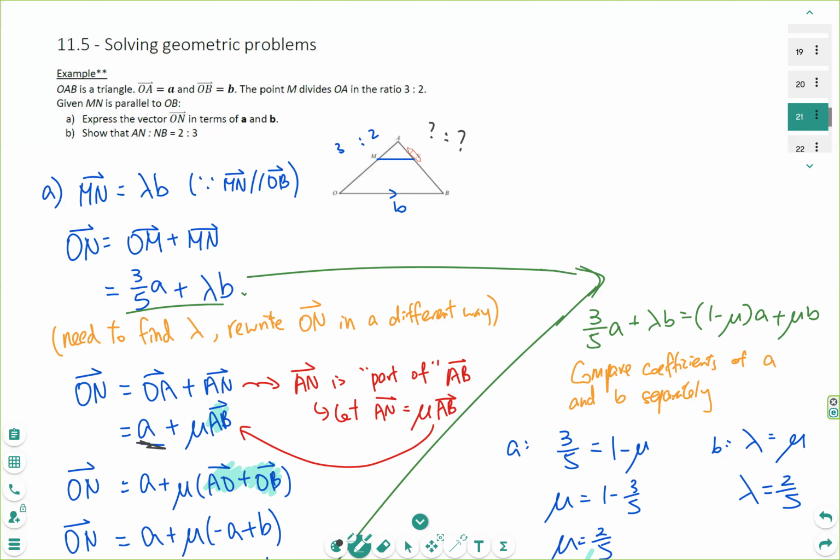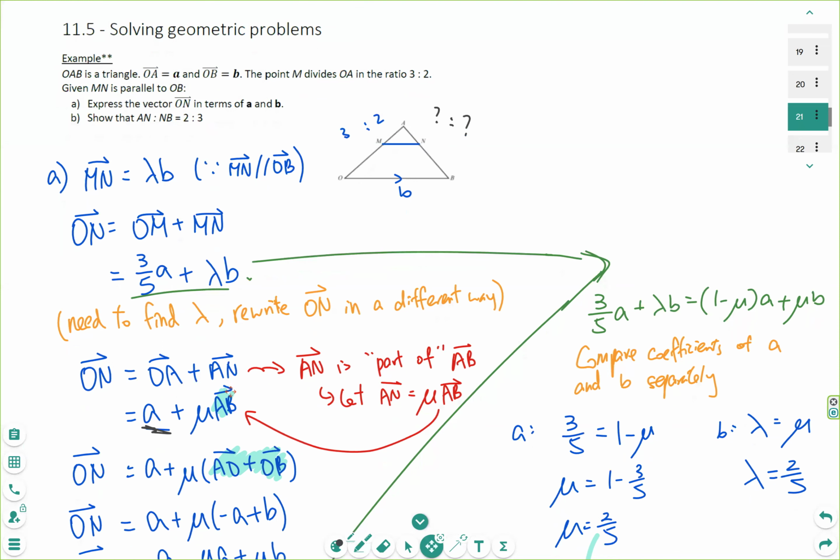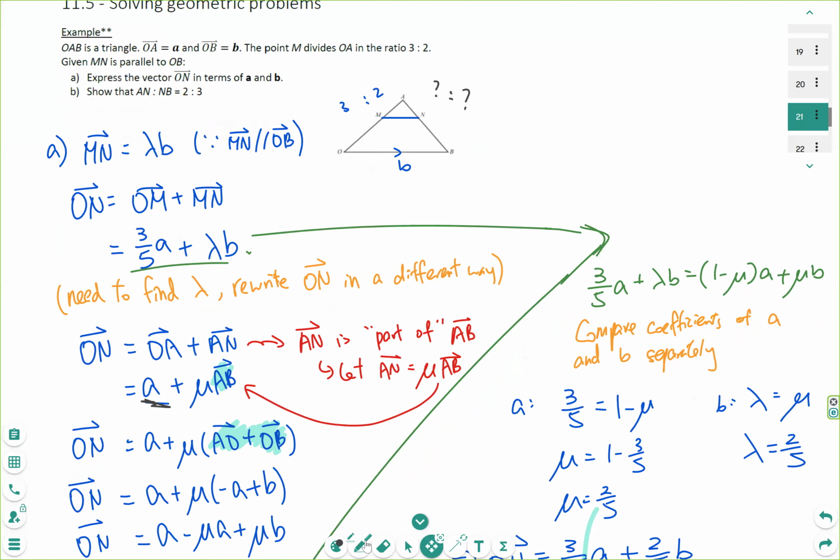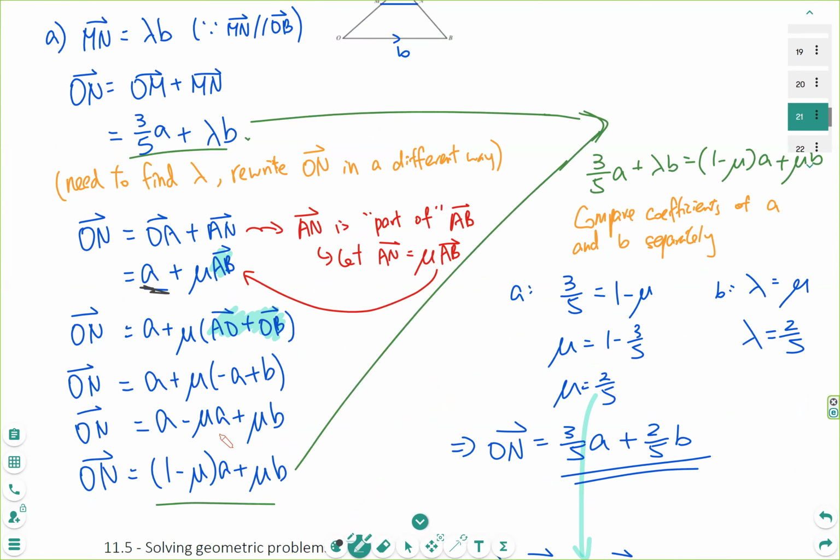Okay, we cannot assume it's 3 to 2 or 2 to 3, etc. So we don't know. So we say AN is a mu of AB, a fraction of AB. So then we go into AB. What's AB? AB is AO plus OB, which is negative A plus B. Expand the bracket. And when you see more than one A, factorize it and group them up. So 1 minus mu, factorize A: (1 minus mu)A plus mu B.